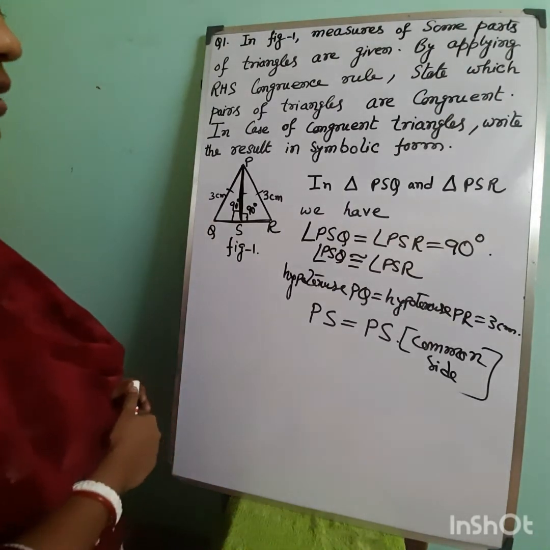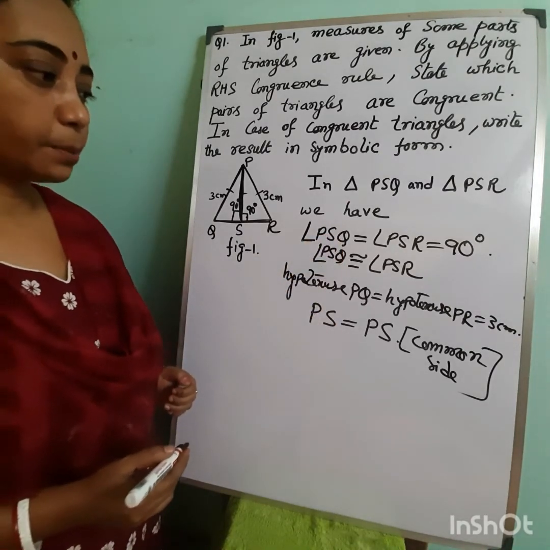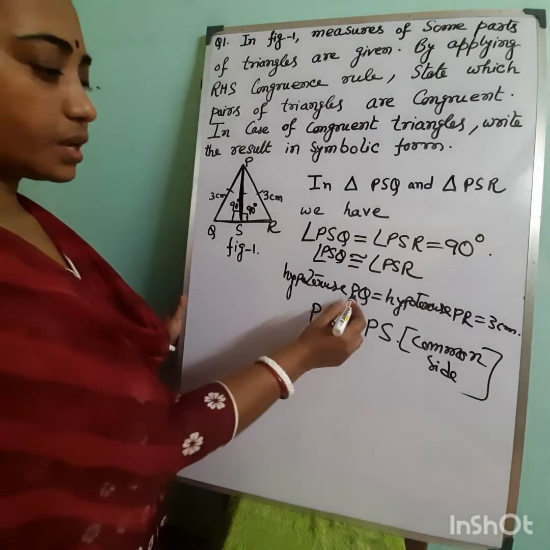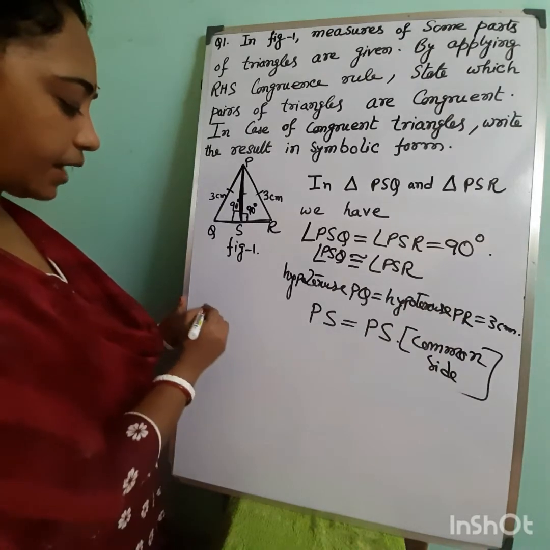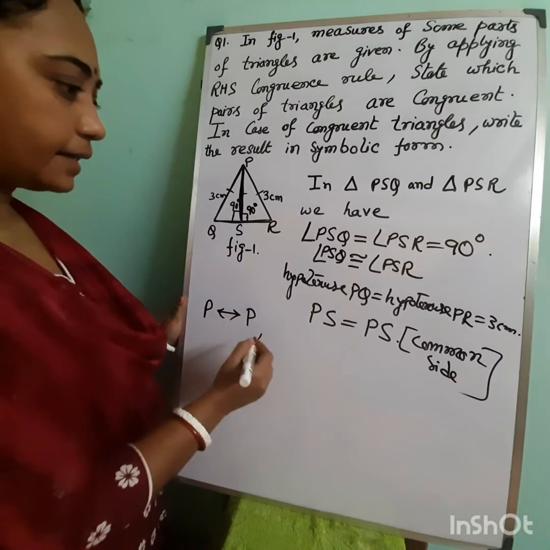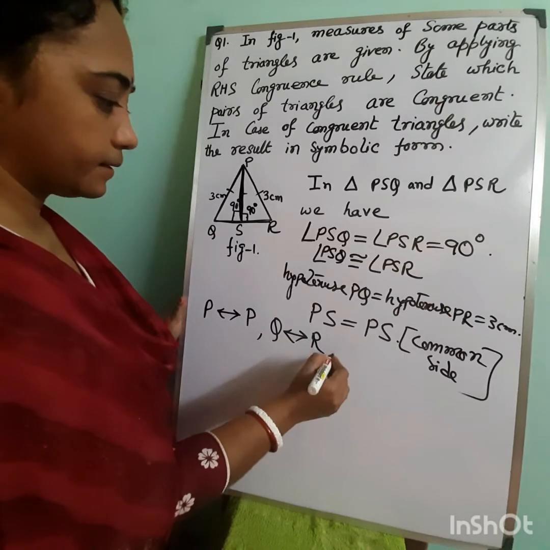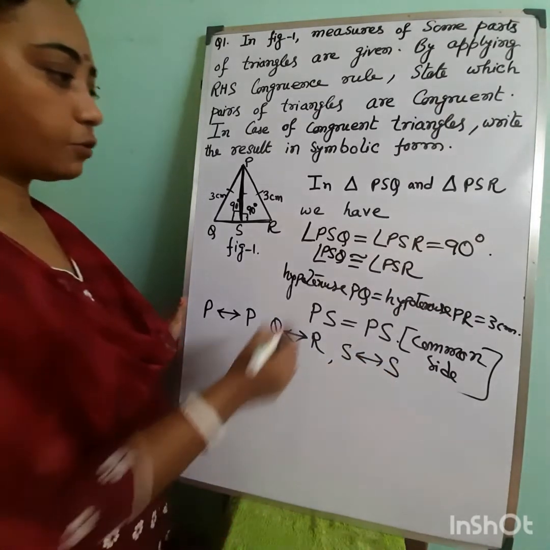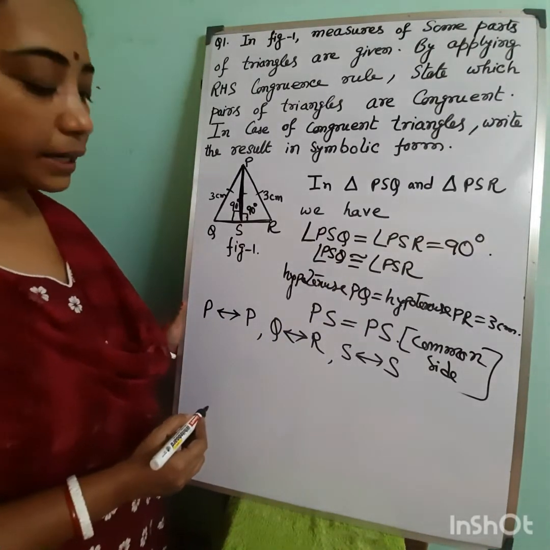And also from these three equality relations, we have the following correspondence with their vertices. We can see here that PQ is equal to PR and PS is equal to PS. So we can write P corresponds to P and Q corresponds to R. So S corresponds to S.